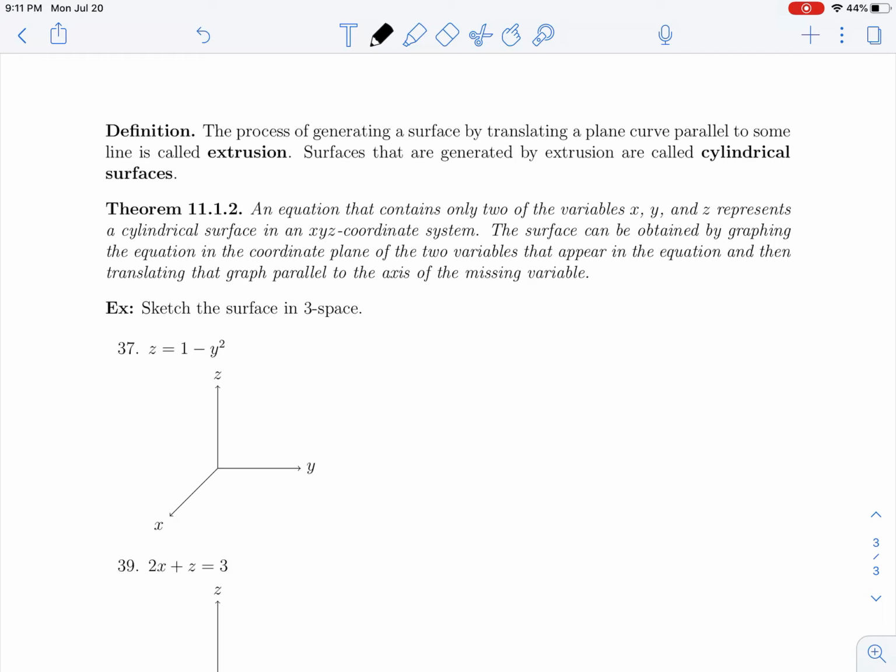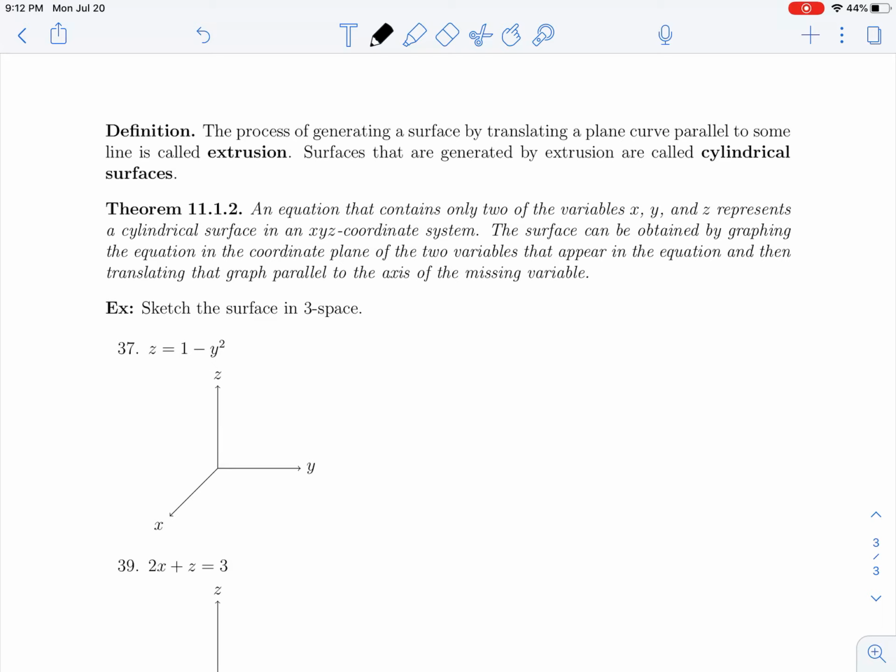All right, to conclude this section, we want to talk about cylindrical surfaces. That's the last topic. And so we have a definition here: the process of generating a surface by translating a plane curve parallel to some line is called extrusion. Surfaces that are generated by extrusion are called cylindrical surfaces. All right, so I want to flush out what this whole extrusion process means, but I think it's best exemplified just by looking at an actual graph in space.